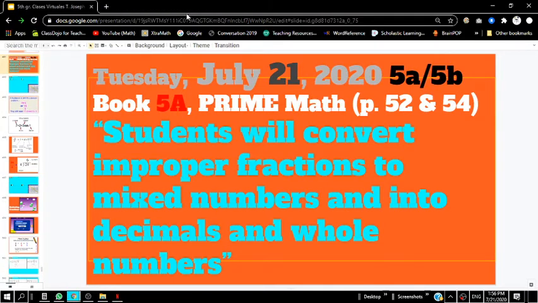Today we're going to learn about how to convert improper fractions to mixed numbers and into decimals and whole numbers. We're also going to be able to add mixed numbers, okay? Add fractions to create mixed numbers and later on make them whole numbers. So let's begin.